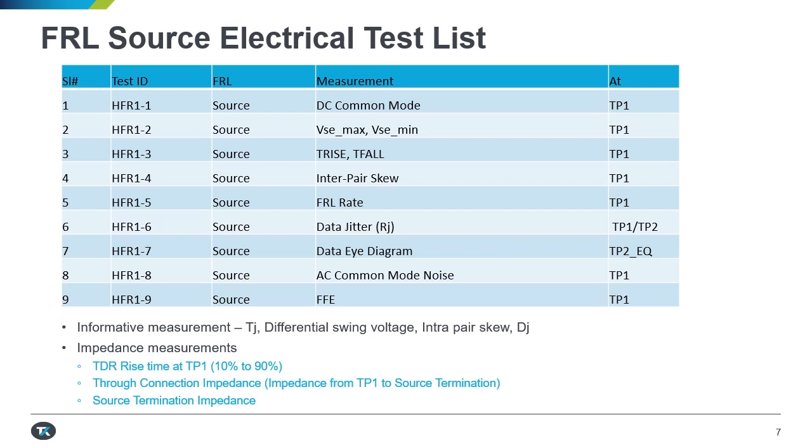RJ can be measured in the data eye diagram to compensate between 10 to the power minus 6 BER and 10 to the power minus 10 BER, and evaluated at TP2 with equalization, which is with cable model and equalizations applied. A data eye diagram, which is a single-ended acquisition evaluation at TP2 EQ.